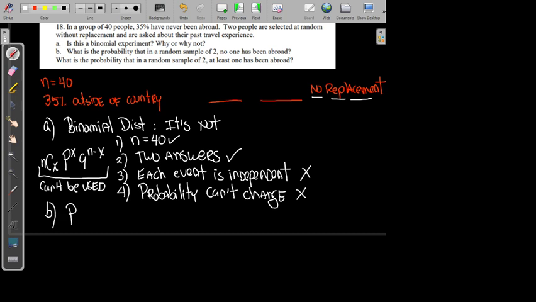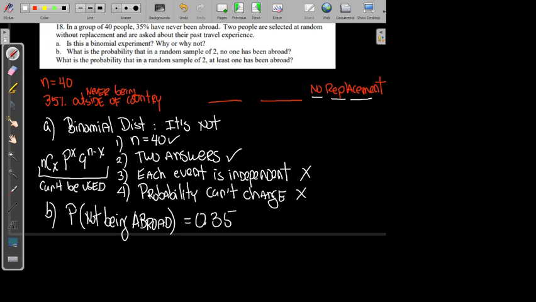Let me ask you a question. What is the probability that no one has been abroad? So let me ask you, what is the probability of not being abroad? What is that probability? 0.35, right? It was given to you. This is the 35% who have never been outside of the country. So 35%.